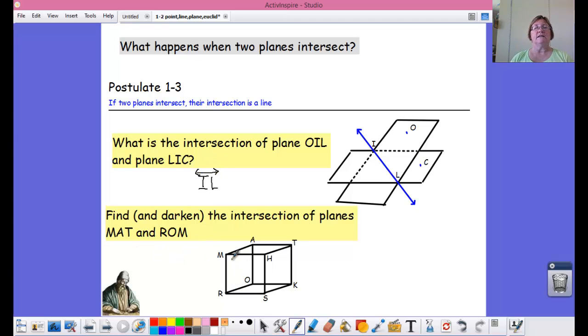This next activity asks you to find and darken the intersection of 2 planes, MAT and ROM. Well, folks, MAT is the top of this box. ROM, R-O-M, is the side of this box, and the only thing that's in both the top and the side is the line MA. When 2 planes intersect, their intersection is a line.